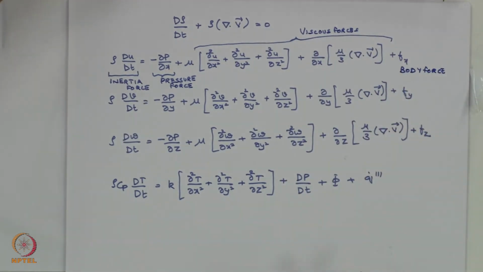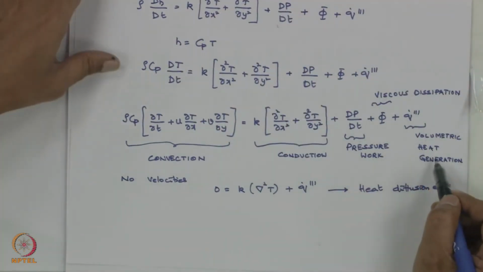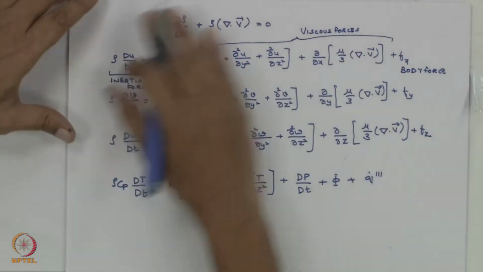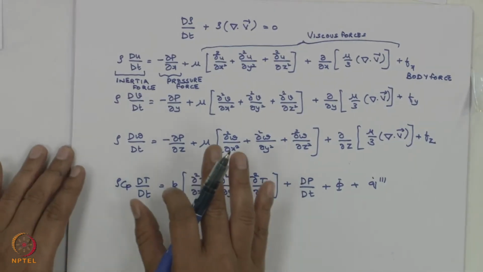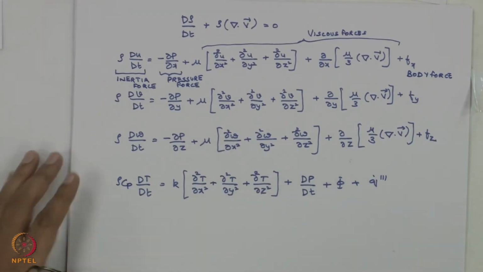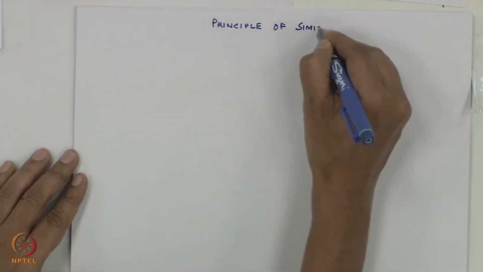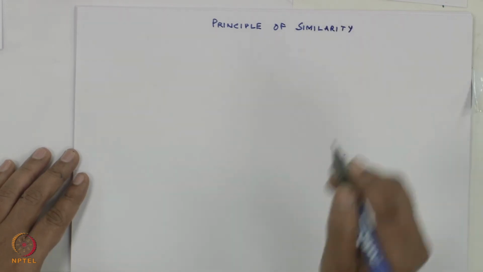Just a little while ago we recollected that in the energy equation, this is the convection term, this is the conduction term, this is the pressure work, viscous dissipation, and the volumetric heat generation. So we now appreciate the physical significance of each term. Now let us take up what is called the principle of similarity. I will not be able to complete this in this module, but let's get started and conclude it in the next module.